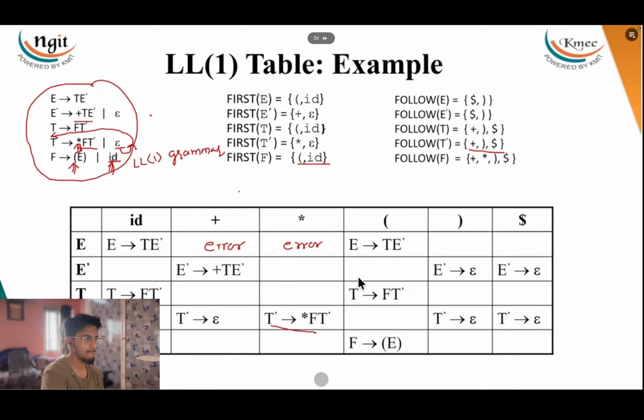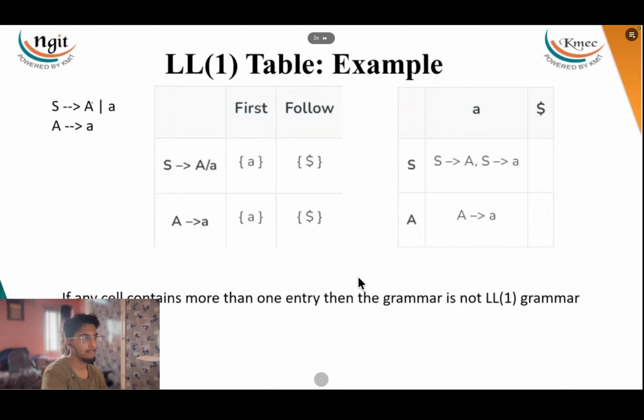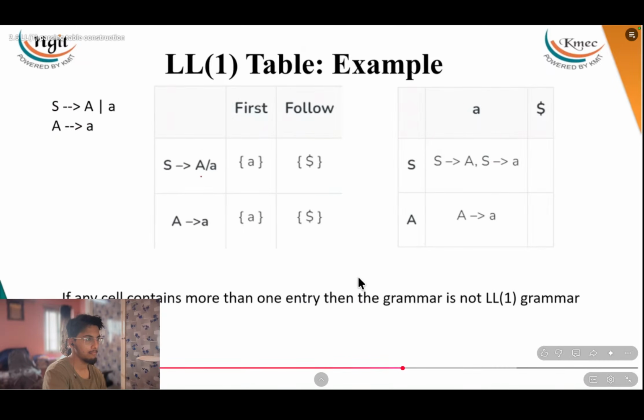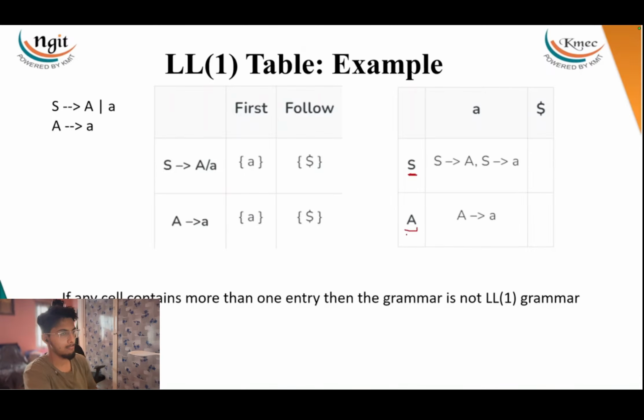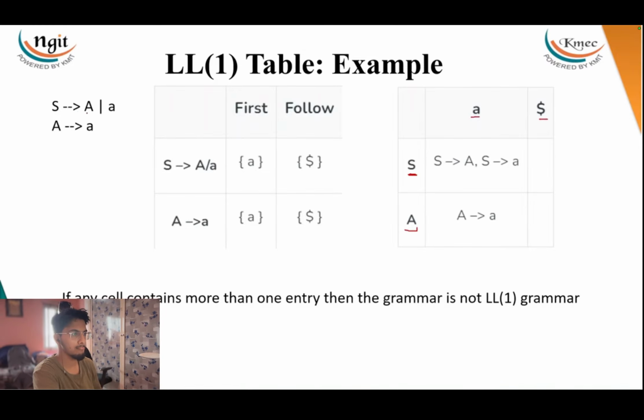Right. So let me take one example of how you are going to get more than one production. So guys, let me take another example like S tends to A, and A. So what is the first of A, follow that we have taken here? So we have to construct the table with the two non-terminals as rows and terminals plus dollar as columns.